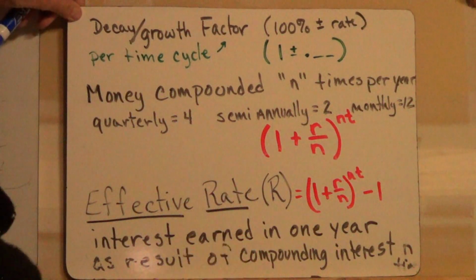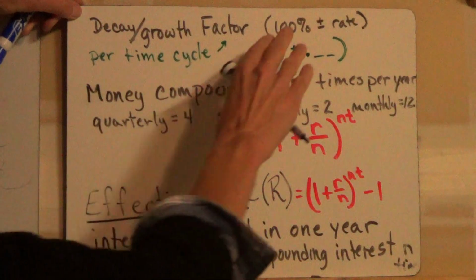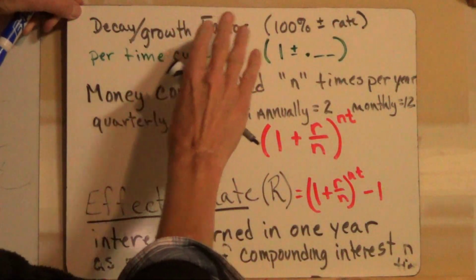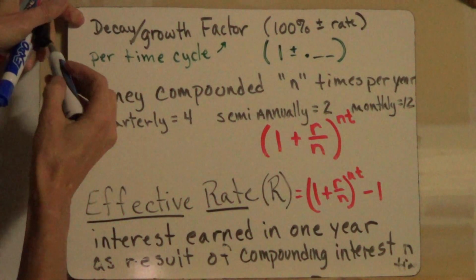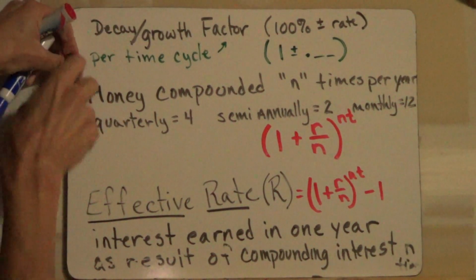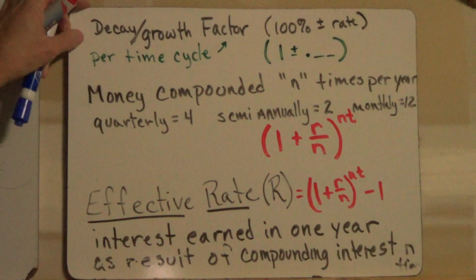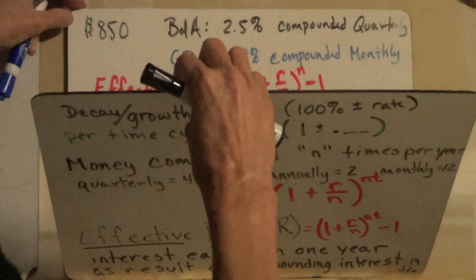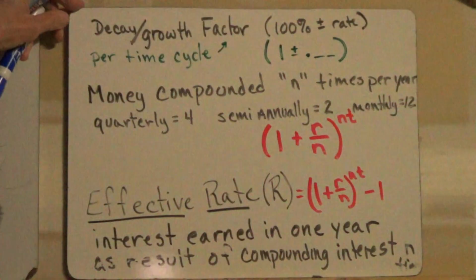Now, growth and decay factor. As you saw in the previous unit, it's 100% plus the rate if it's a growth factor, 100% minus the rate if it's a decay factor. So, you know what, I'm thinking this board might have come. No, I think it is on the right one.